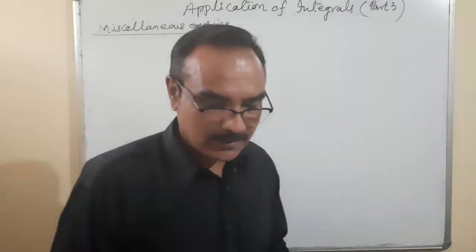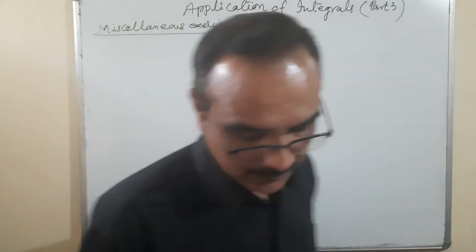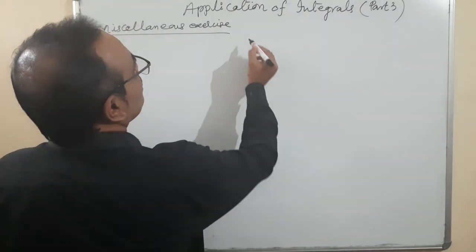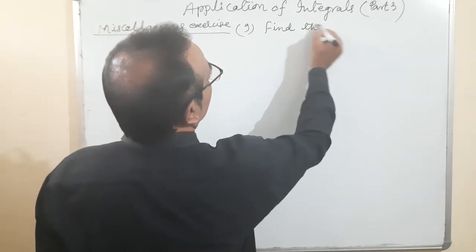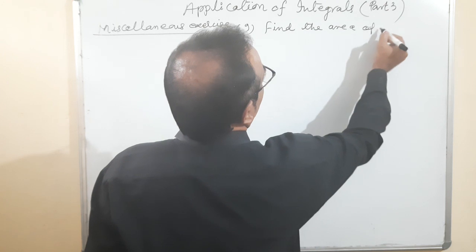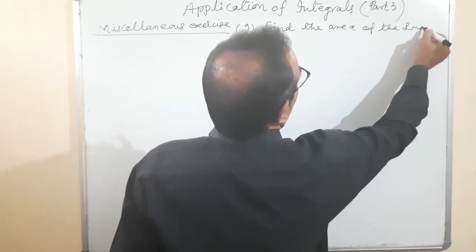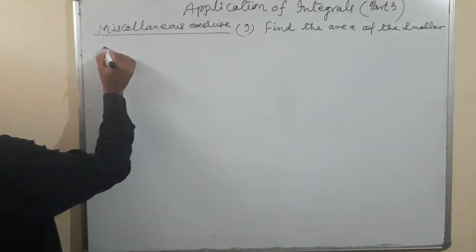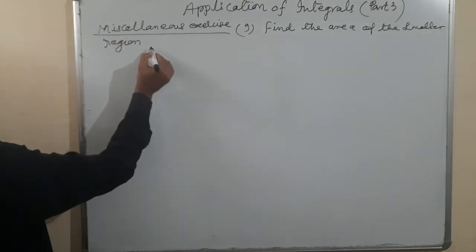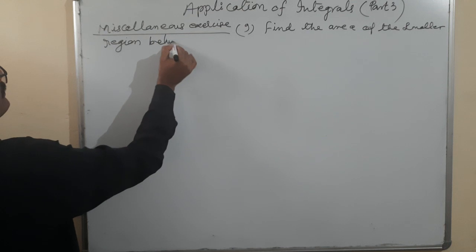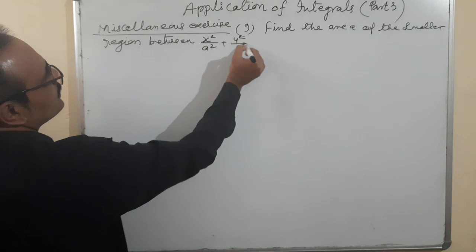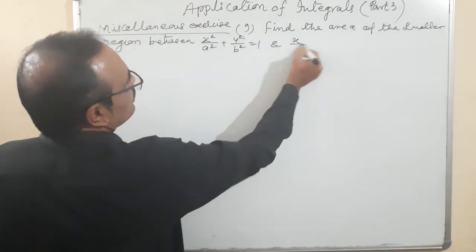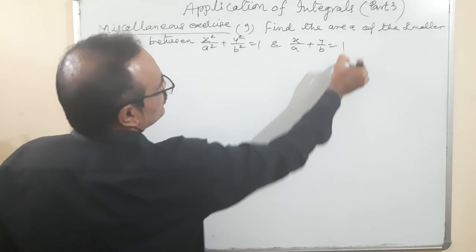And that is question number, I am selecting here question number 9. Find the area of the smaller region between x square upon a square plus y square upon b square is equal to 1 and x upon a plus y upon b is equal to 1. Okay.